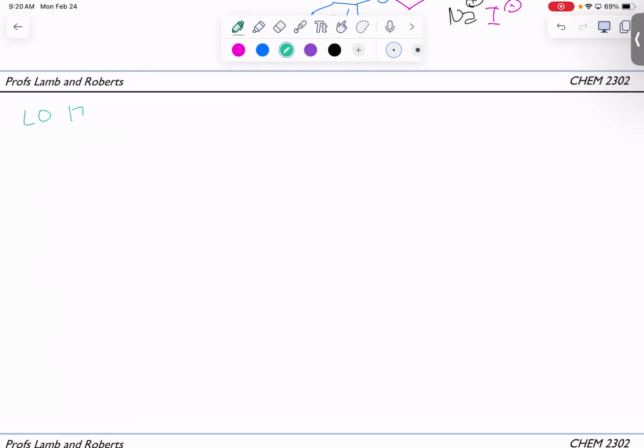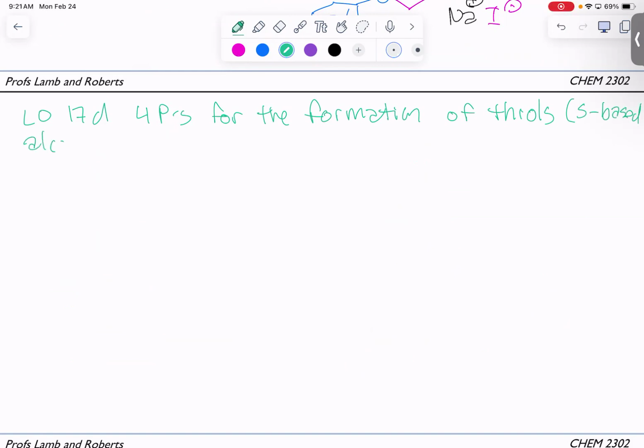So learning objective 17D is going to be a 4P reaction. These are some SN2 mechanisms as well. So the 4P is for the formation of thiols. I'll put in parentheses sulfur-based alcohols. That's a new functional group for you. And these are going to be from alkyl halides by nucleophilic substitution.